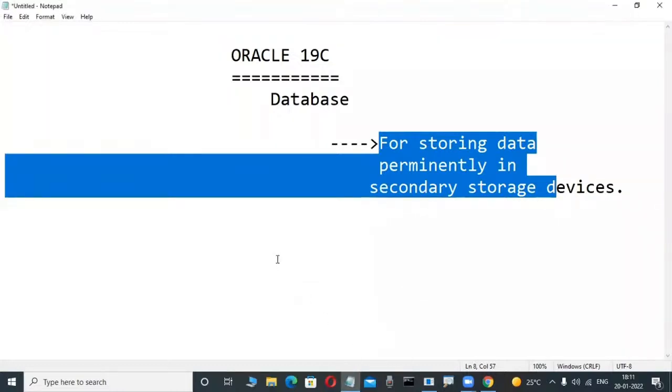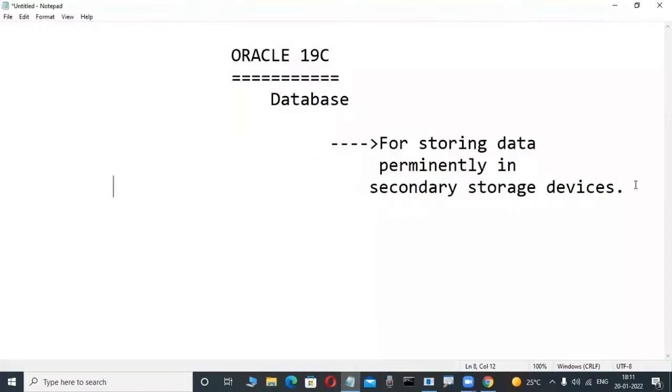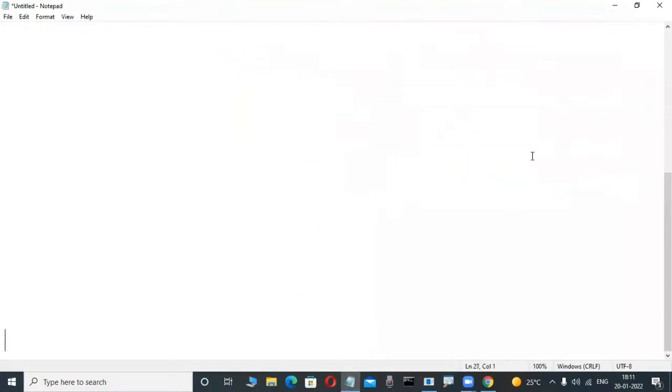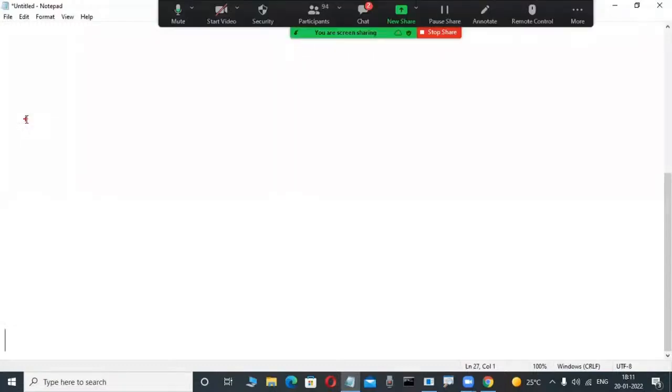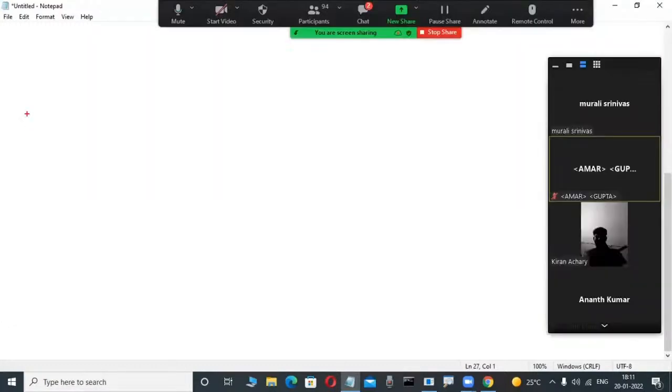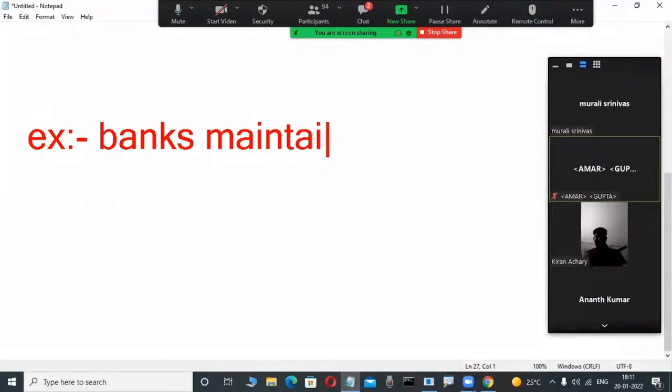Now check it out. Suppose, for example, you are a first-time newcomer, a non-technical person, and it should be easily understandable: every organization maintains a database. For example, so many applications are there. One of the applications I'm taking is the bank. Banks maintain databases. Observe here. What is the purpose? They maintain a database for storing something.